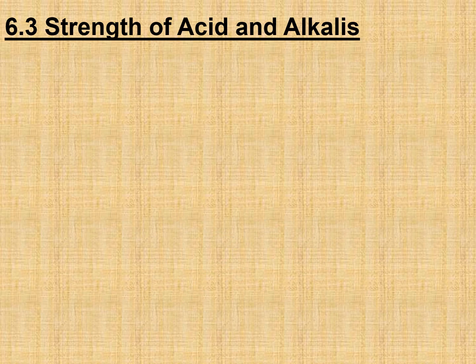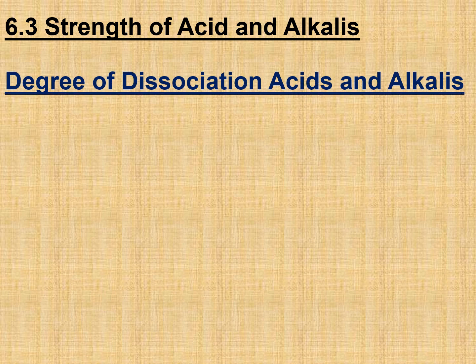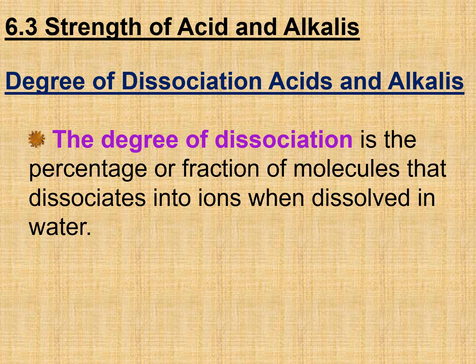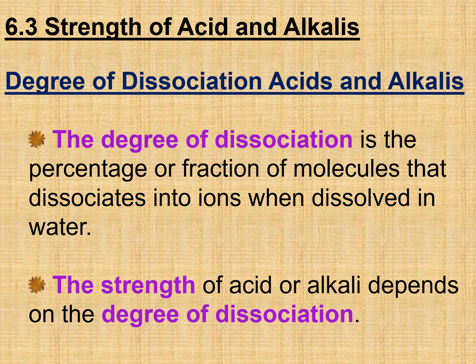Strength of acids and alkalis. Degree of dissociation, acids and alkalis. The degree of dissociation is the percentage or fraction of molecules that dissociates into ions when dissolved in water. The strength of acid or alkali depends on the degree of dissociation.